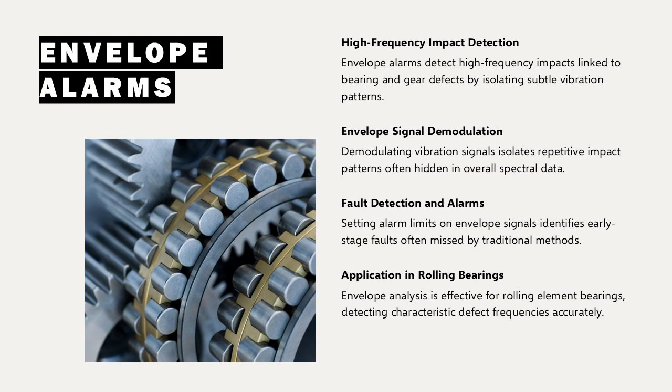Envelope alarms are designed to detect high-frequency impacts associated with bearing or gear defects. This technique involves demodulating the vibration signal to isolate repetitive impact patterns, which are often masked in the overall spectrum. By setting alarm limits on the envelope signal, analysts can identify early-stage faults that traditional methods might overlook.